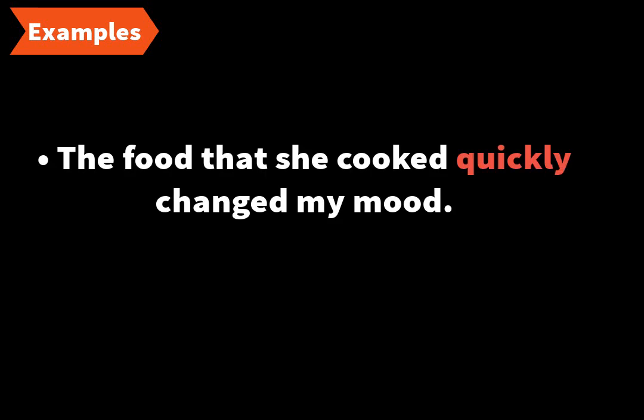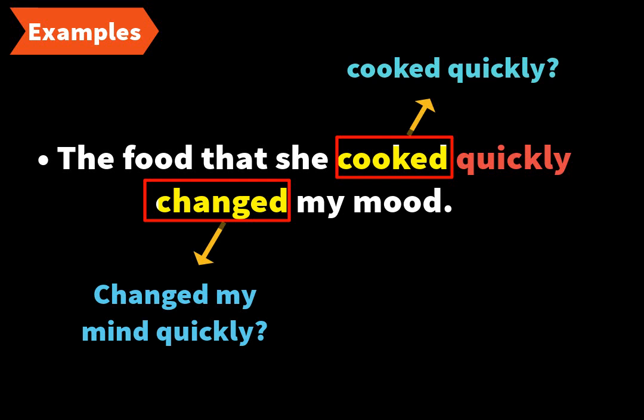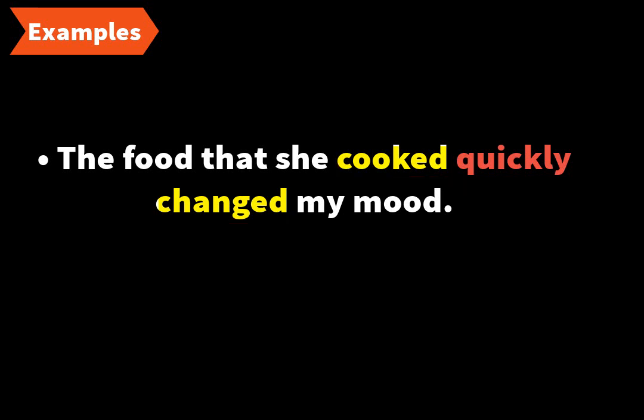So let's look at this sentence. The food that she cooked quickly changed my mood. Do we have a modifier in the first place? Yes, we do. What is that? Quickly, right? Quickly is an adverb of manner, tells you how you do something, right? Now guys, if you look at this sentence carefully, this modifier can modify both the actions, cooked and changed. Now what is it modifying? Is it modifying the action of cooking or the action of changing? She cooked quickly or changed my mood quickly. What is it modifying? That's a very confusing situation to be in, right?